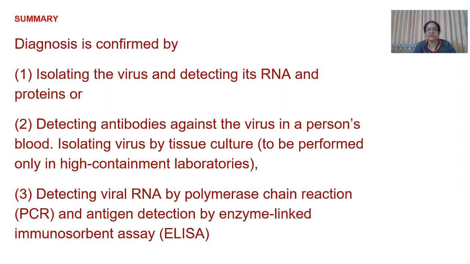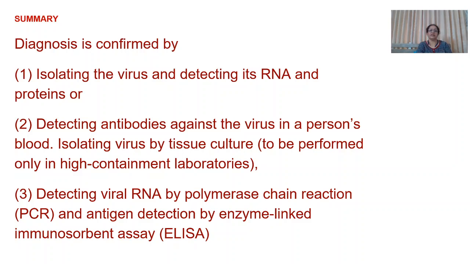Confirmation of Ebola is by isolating the viruses and detecting its RNA and proteins. This can be done by using ELISA and RT-PCR. Detecting antibodies against the virus in a person's blood is also one method in the laboratory diagnosis of EBD. Lastly, isolating viruses by tissue culture. So this one requires high containment laboratories, but this can be carried out.